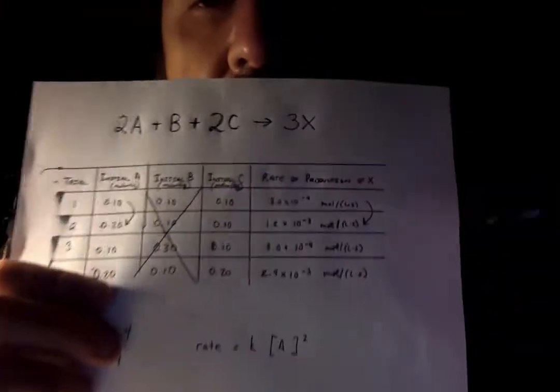And then it goes 3 times 10 to the negative 4, and then 2.4 times 10 to the negative 3, okay? So I'm going to go 2.4 times 10 to the negative 3 divided by 3 times 10 to the negative 4. Oh, no, that's wrong. I wrote that down wrong.